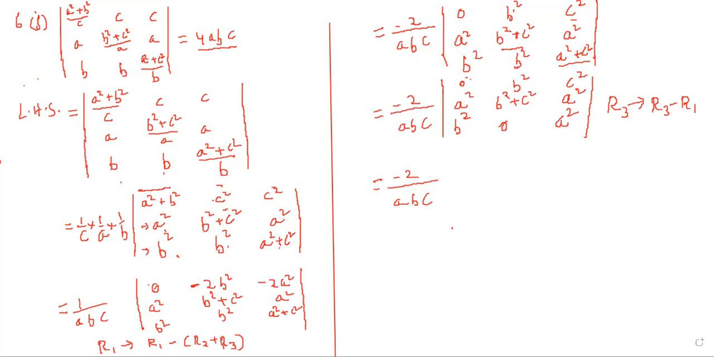Now, if we perform R1 operated as R1 minus R2 plus R3, a square plus b square is subtracted from a square plus b square, 0. 2b square plus c square subtracted from c square is minus 2b square. 2a square plus c square subtracted from c square is minus 2a square. Correct. So minus 2 is common from the first row, minus 2 upon ABC will be there, 0, b square, a square. It is a square actually.